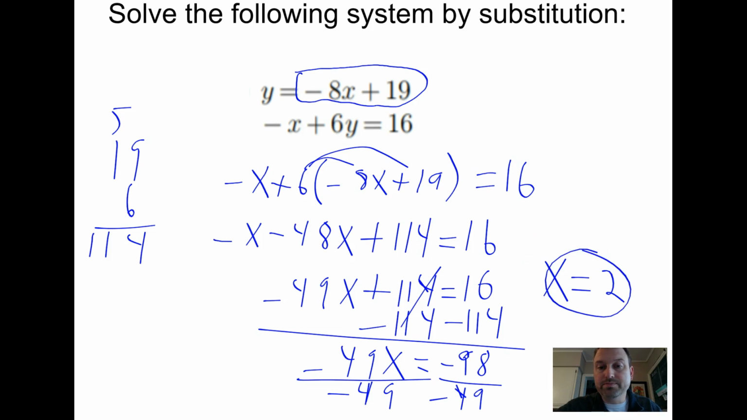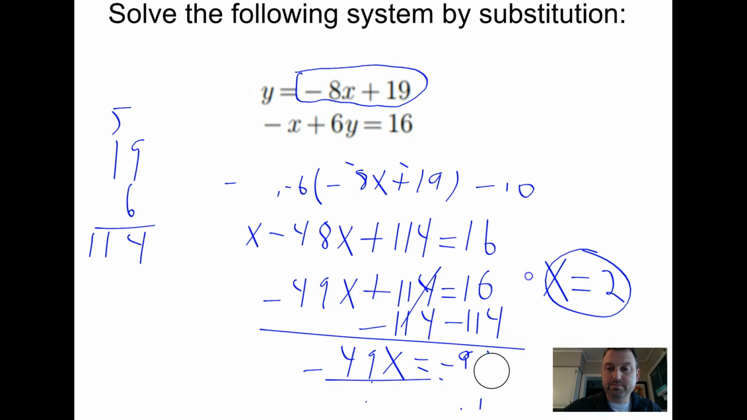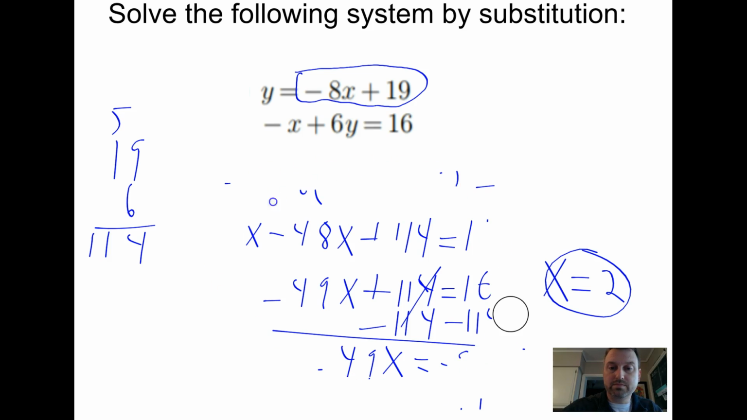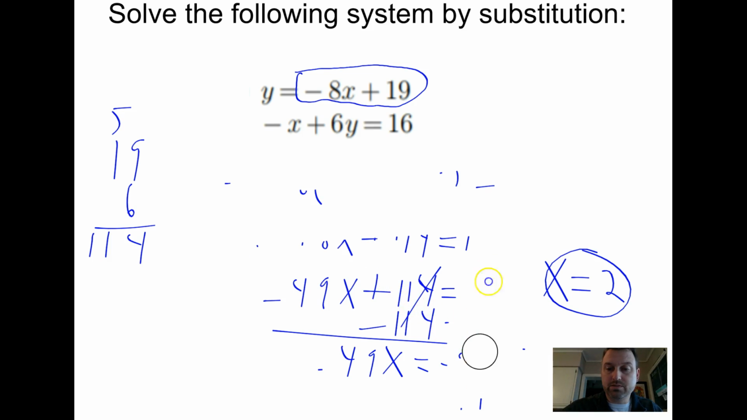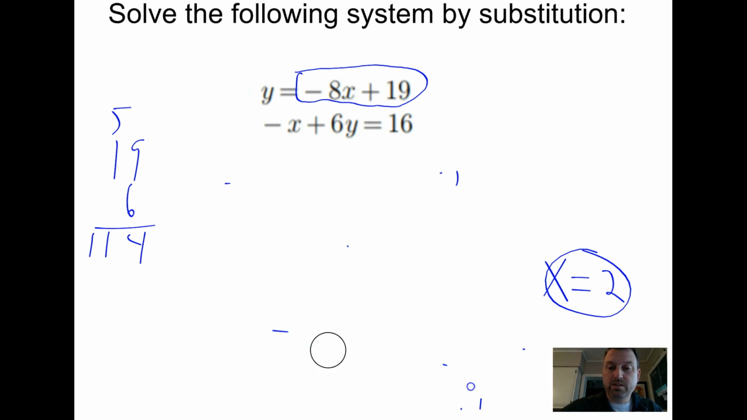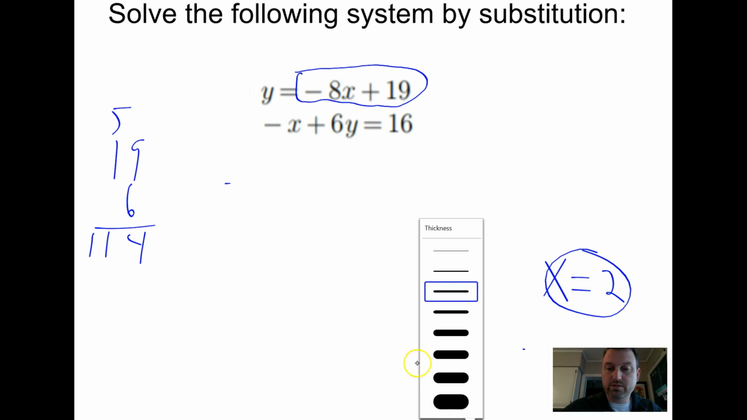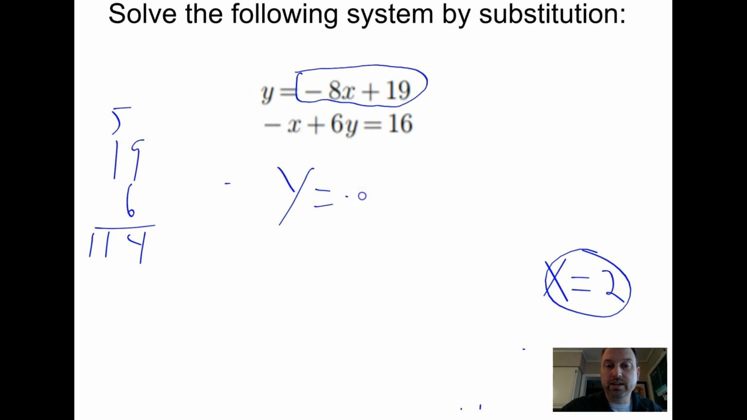I need y also. Alright, so let me get rid of a bunch of this stuff here. Okay, since x equals 2, like I said, now I need to figure out what y is. So, I don't know, probably use that first equation. y equals negative 8x plus 19. And since x equals 2, where I see an x, I'm going to replace it with 2.